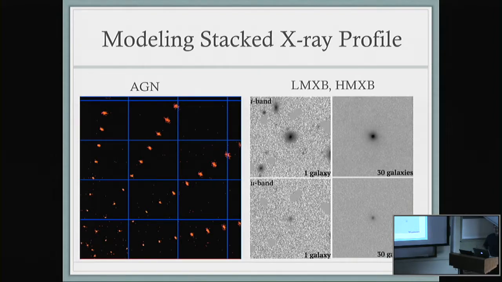There's also going to be signatures from low mass and high mass X-ray binaries. So at the same time, we stacked Sloan data. We stacked Sloan I-band data as a proxy for the low mass X-ray binary, and we stacked Sloan U-band data as a proxy for the high mass X-ray binary. So these are the stacked Sloan images. They look like circular things because you're stacking a bunch of galaxies.